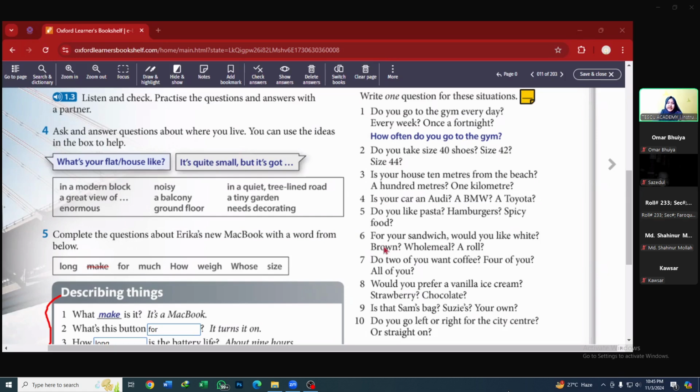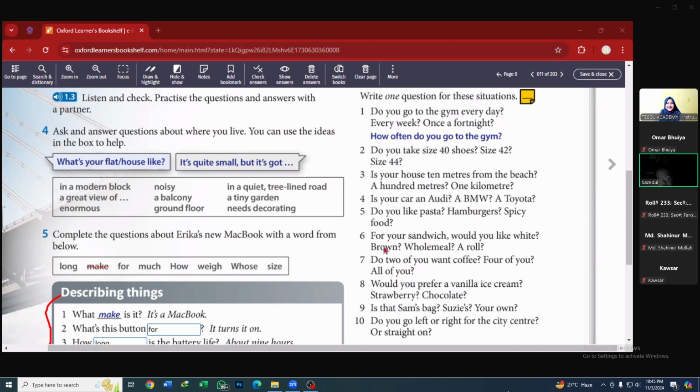So let me give you a hint. We are talking about the bread of the sandwich, okay? So a bread can be white, it can be brown, it can be wholemeal, or it can be a roll as well. So we're talking about which kind of bread that person wants. What will be the question then? I can't. Okay, no problem. Mr. Sajidul, can you try?